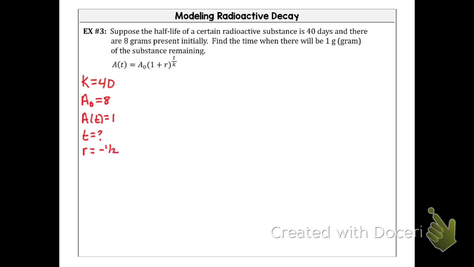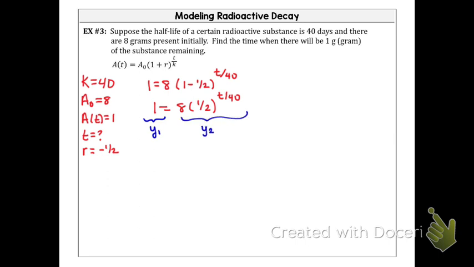So we have our A of T equals our initial amount times 1 minus the 1/2, the half-life, raised to the T divided by K, which is 40. And so I'm just going to clean this up a little bit. So that makes that a 1/2. Now, we haven't talked yet together on how to get T out of that exponent. We could start trying to get the 1/2 raised to the T divided by 40 by itself, but we had also talked about that we can put this side of the equation in y1, this side in y2 in our calculator, and we can find where they intersect.